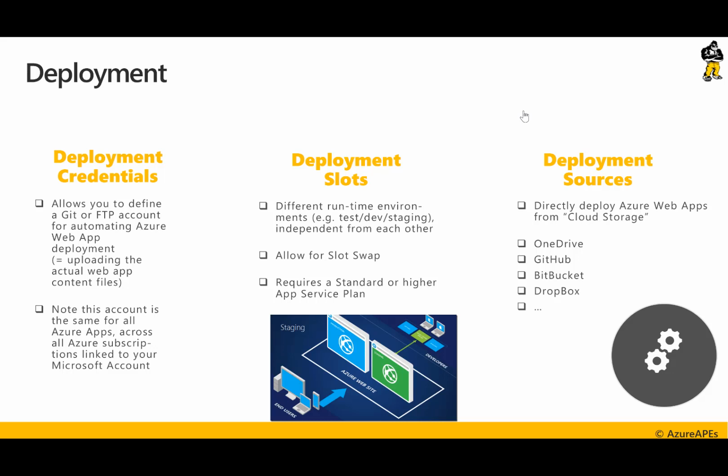Last one around deployment is deployment sources, where it basically points to synchronizing content from a cloud storage environment, for example, OneDrive, GitHub, Bitbucket, Dropbox, and a couple of other ones. So once you deploy your web app, it will create a specific folder in any of those cloud storage environments and synchronize content, which is giving you another deployment method where you can just upload new content into OneDrive, Dropbox, or any of the other ones you're using, and your web app content will be updated immediately.